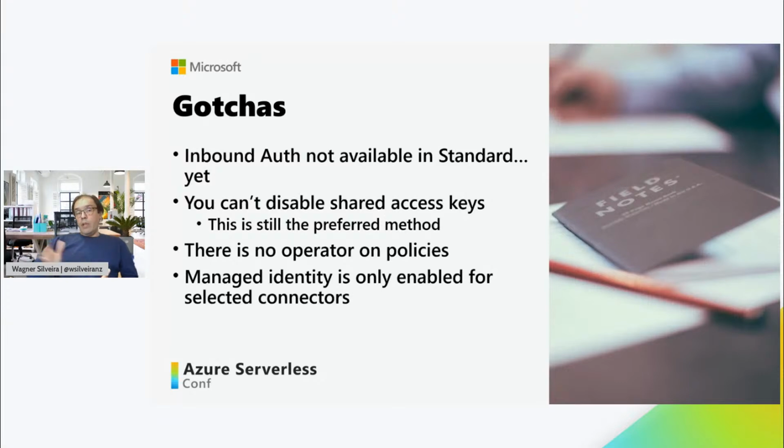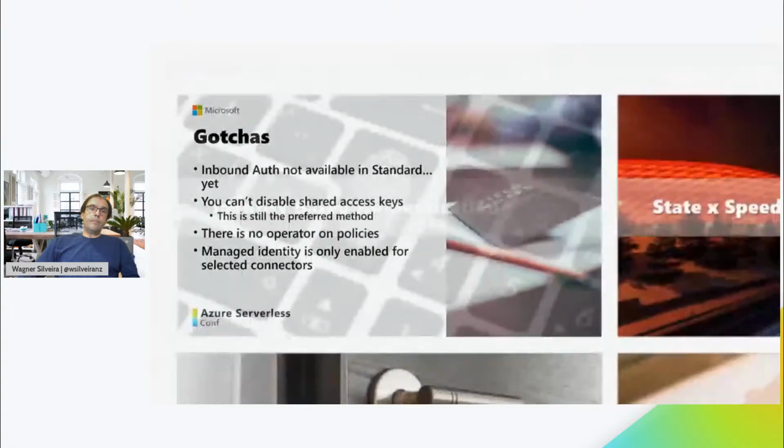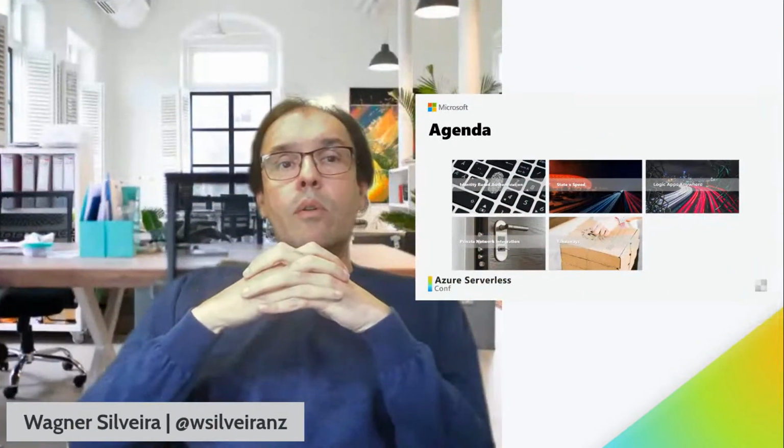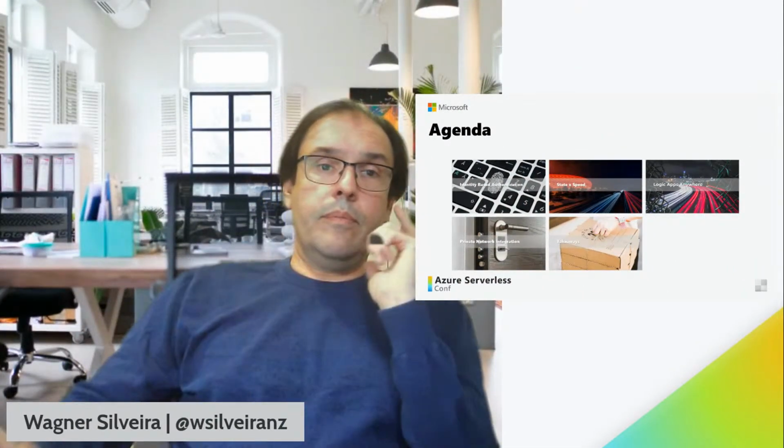And just to complete, although we didn't look at managed identity because we're not going to have time to go through everything, managed identity is only going to be enabled for selected connectors, right? So when you're looking into the connectors, try to take a look if managed identity is available, and if it's available, try to take advantage of that. It's going to make your system much easier to manage because it's going to be passwordless and more secure. All right, so let's go to the next scenario.